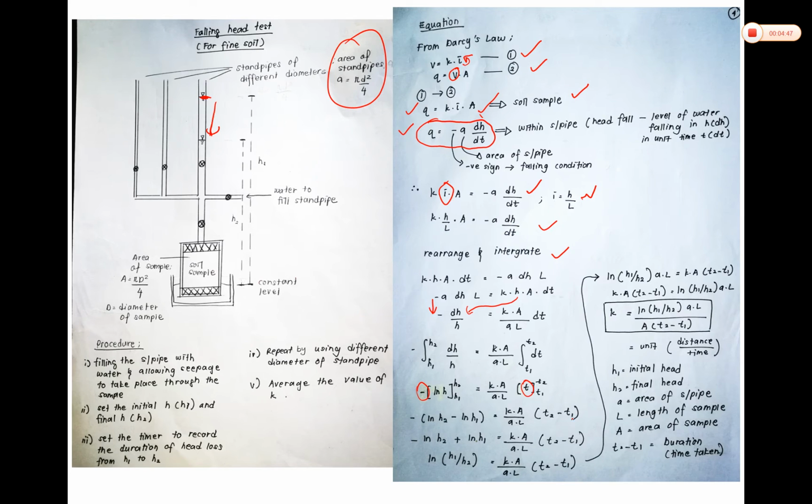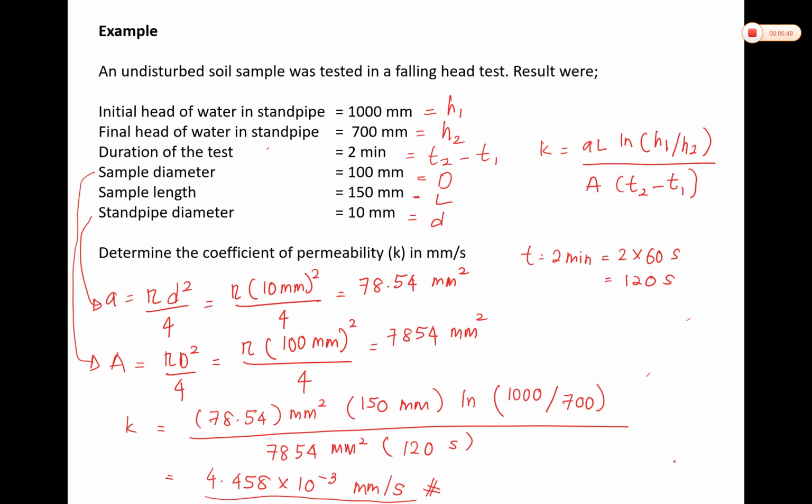Here for t, you will have t2 minus t1. And then negative ln H2 minus ln H1. Considering the negative sign, you will have negative ln H2 plus ln H1. Since H1 is more than H2, H1 is at the top, so here it is ln H1 over H2, equal to Ka over AL times t2 minus t1, where t2 minus t1 is the duration. At the end of the day, this is the final equation. Again, the unit of K is distance over time, so it can be mm per second or meter per hour. H1 and H2 are the initial and final head, small letter a is the area of the standpipe, L is the length of the sample, and t2 minus t1 is the duration.